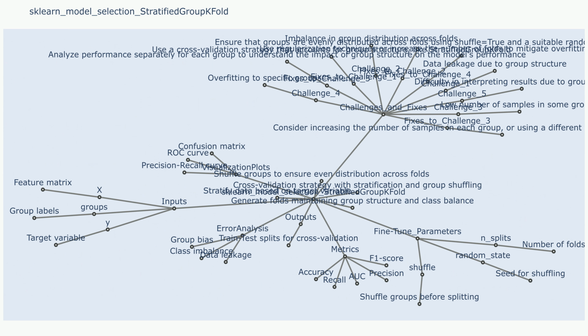Fixes to challenge 2: consider increasing the group size by combining similar groups or using a different cross-validation strategy, such as leave one group out (LOGO) cross-validation.